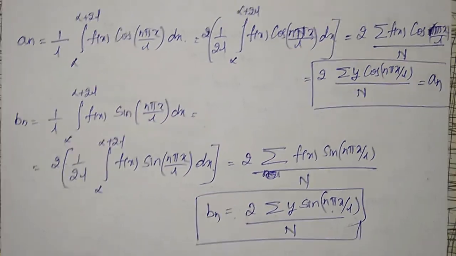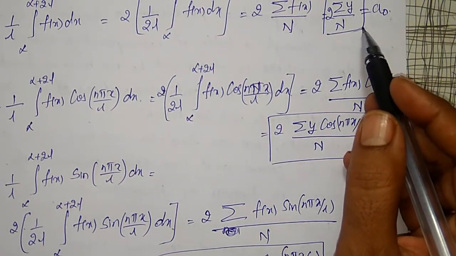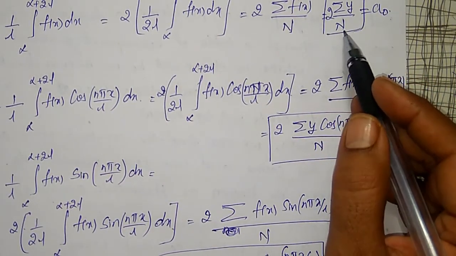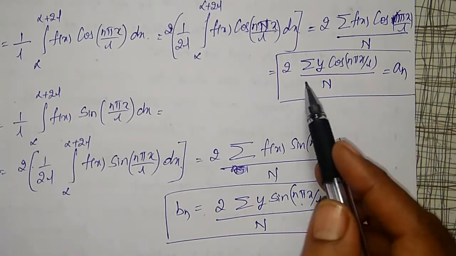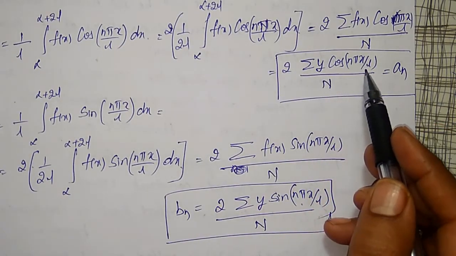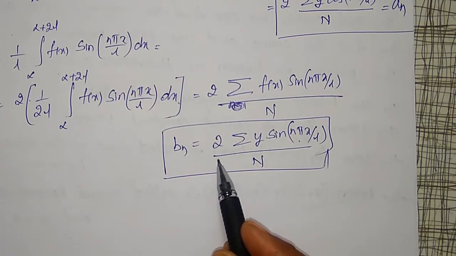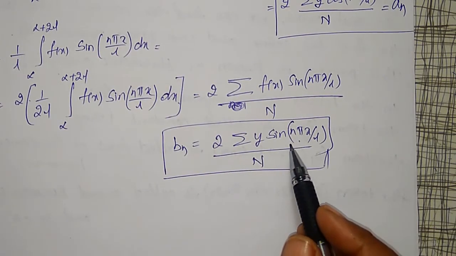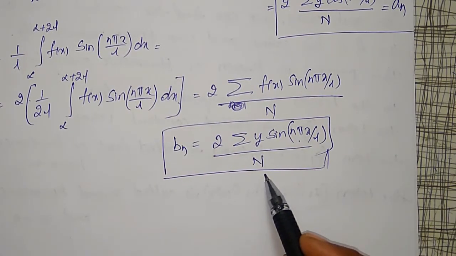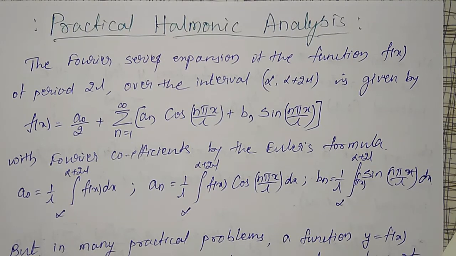We have to remember these three formulas: a naught equal to 2 summation y divided by n, an equal to 2 summation y cos n pi x by l divided by n, and bn equal to 2 summation y sin n pi x by l divided by n. If you remember these three formulas, we can solve problems on this easily. In my next video, I am going to solve a very simple example, and in detail I will explain step by step how to use the calculator and all those things.